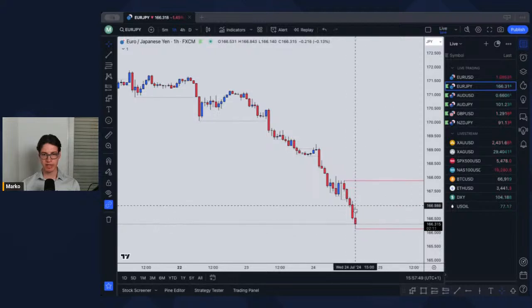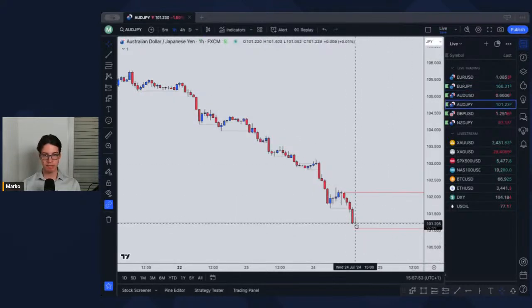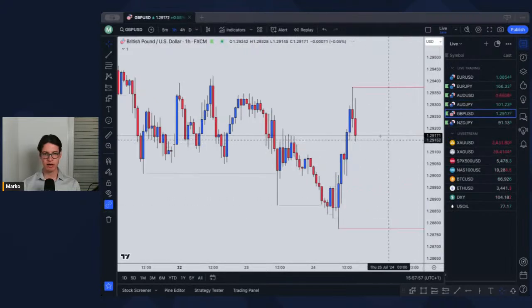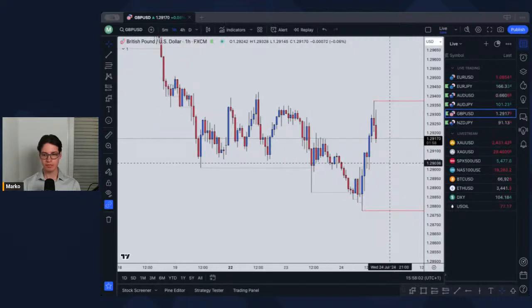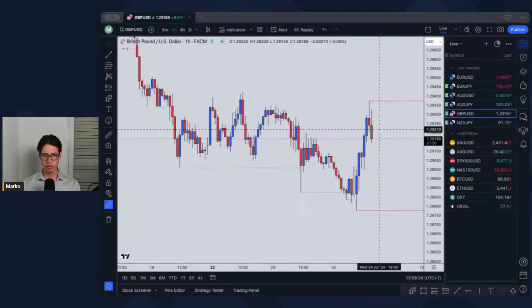EJ continuing down. Okay, still looking for sell setups. AJ, a bit of a wick, but not concerning. It's not that big. Pound US dollar. Oof. Not doing well. So the pound and the US dollar is not doing well. I am gonna have to remove it from the watch list with this current running candle.